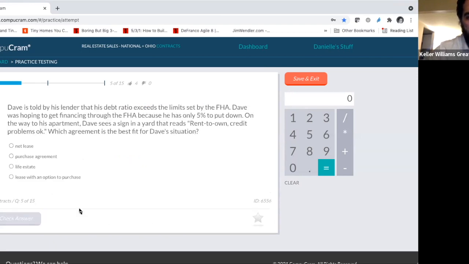Dave is told by his lender that his debt ratio exceeds the limit set by the Federal Housing Administration. Dave was hoping to get financing through the FHA because he only has 5% to put down. On the way to his apartment, Dave sees a sign in the yard, rent to own, credit problems okay. Which agreement is the best fit for Dave's situation? A, a net lease, B, a purchase agreement, C, a life estate, or D, a lease with the option to purchase?